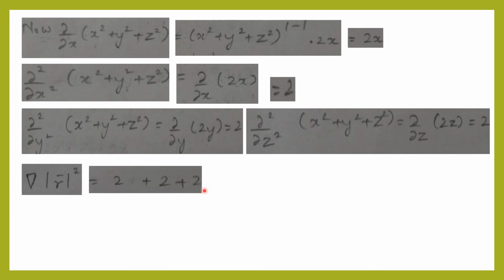Substituting everything in our equation that we had written down earlier, that is 2 plus 2 plus 2. This is del square of mod of r bar square. So 2 plus 2 plus 2 is equal to 6.